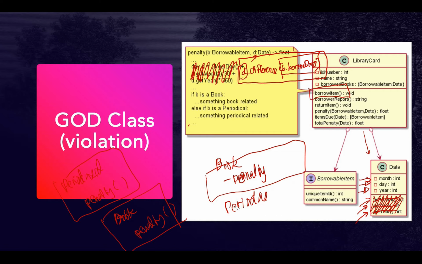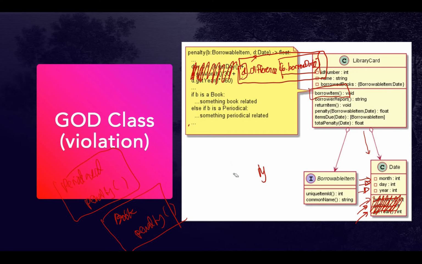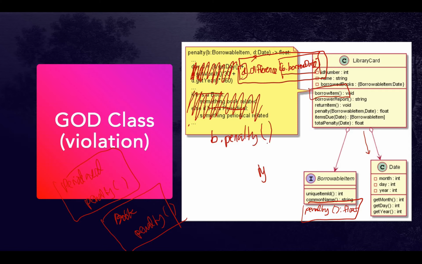In fact, knowing that penalty is a requirement for any borrowable item, you can add a new abstract method, penalty, right here inside your borrowable item abstraction, so that all borrowable items are required to have a penalty function inside them. And when you do that, you don't have to introspectively check if B is a book, if B is a periodical. You don't have to create these if-else checks, because all you have to do is just calculate B dot penalty. And library card wouldn't even have to know which exact borrowable item type this instance B right here is. It just knows that it is a borrowable item.